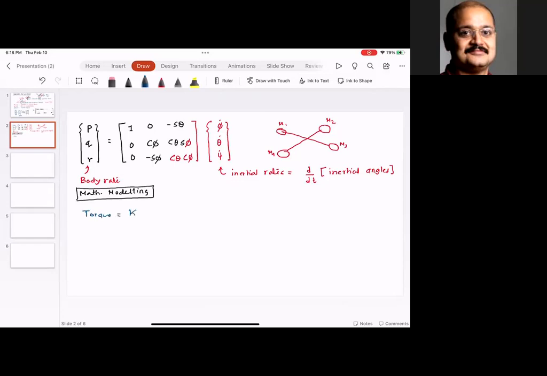is equal to KT multiplied by I minus I naught. This is the torque given by DC motors, where I is the input current and I naught is the no load current.